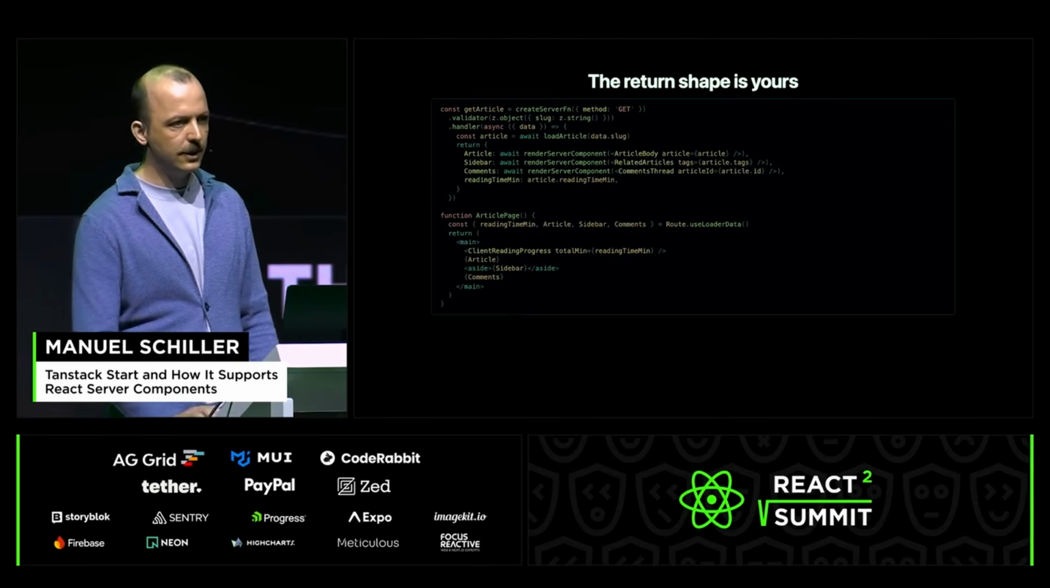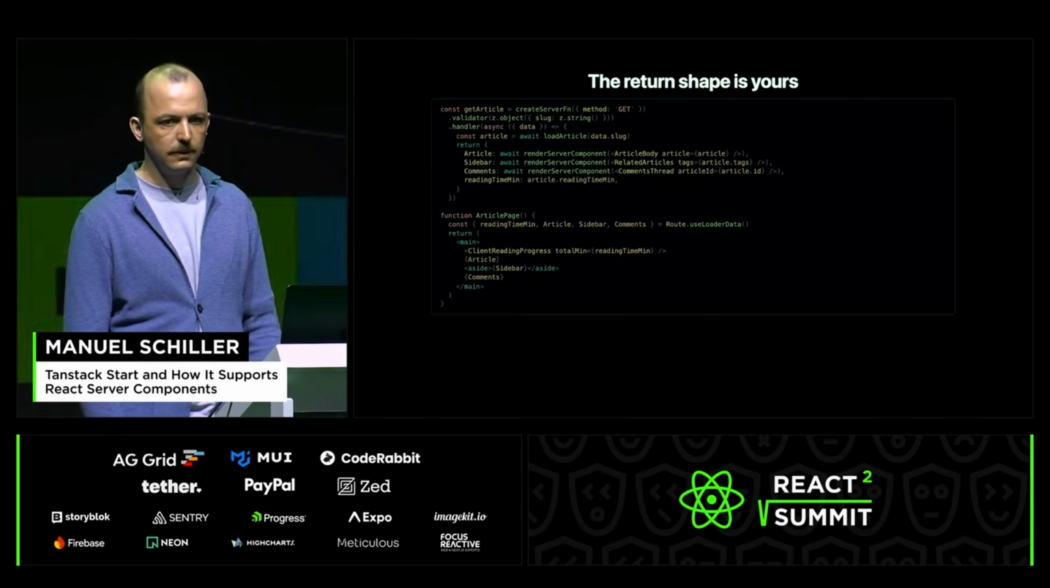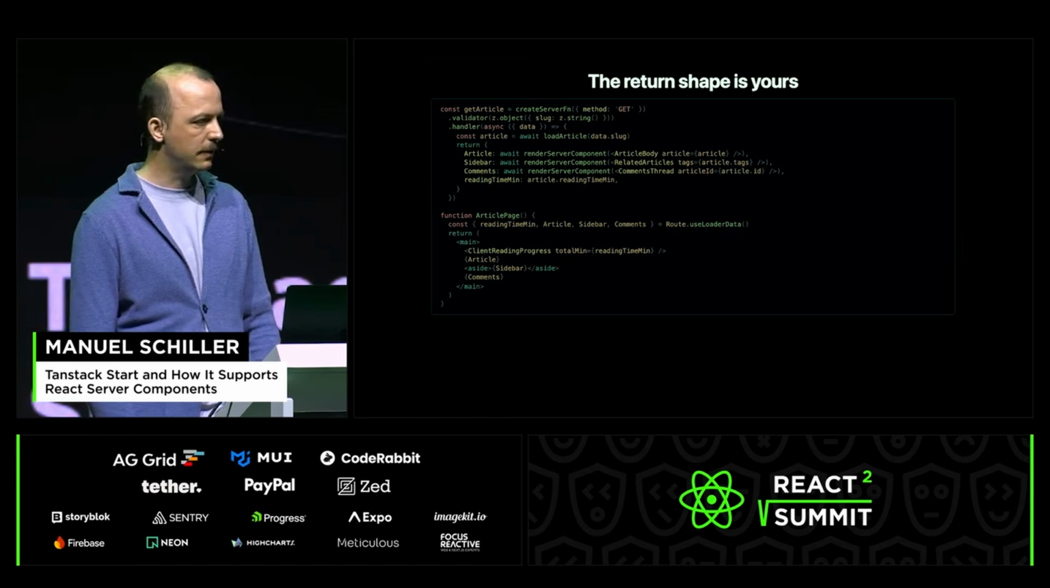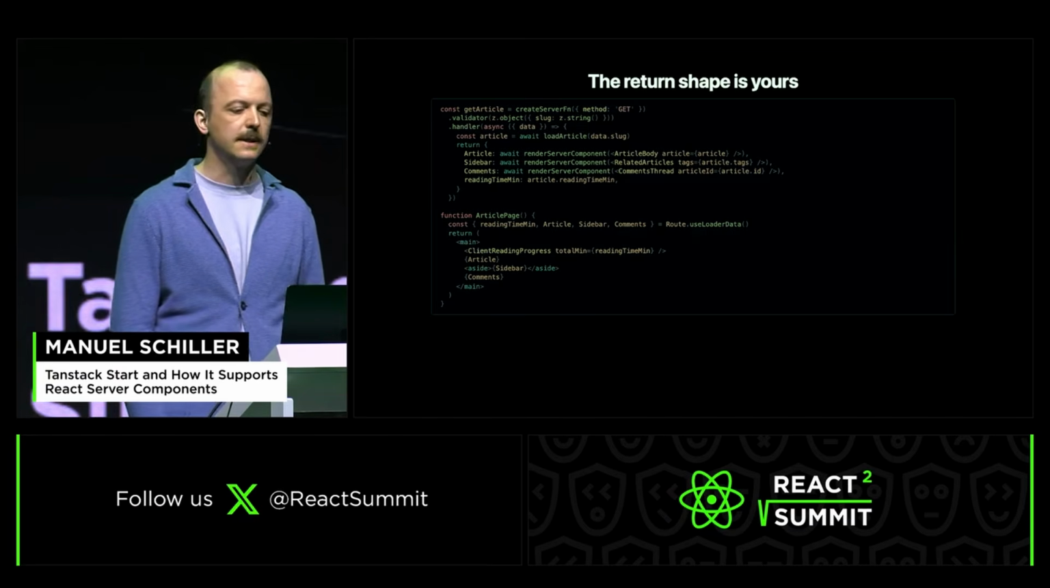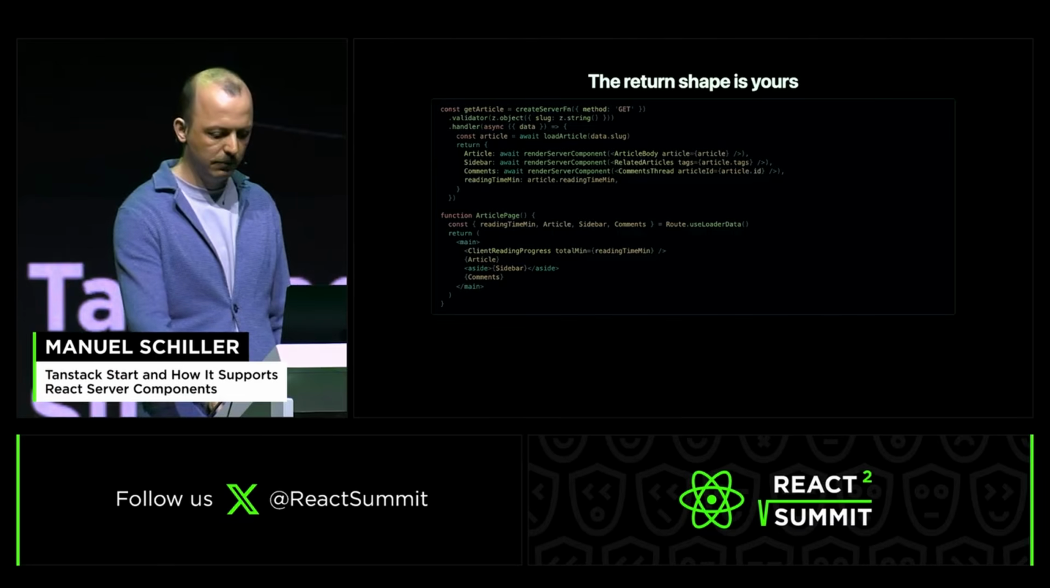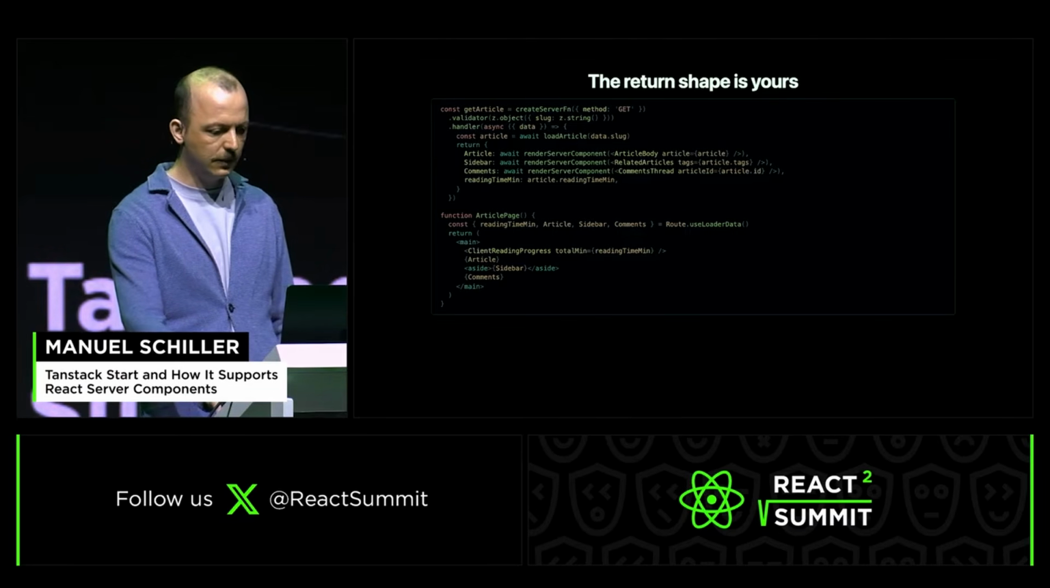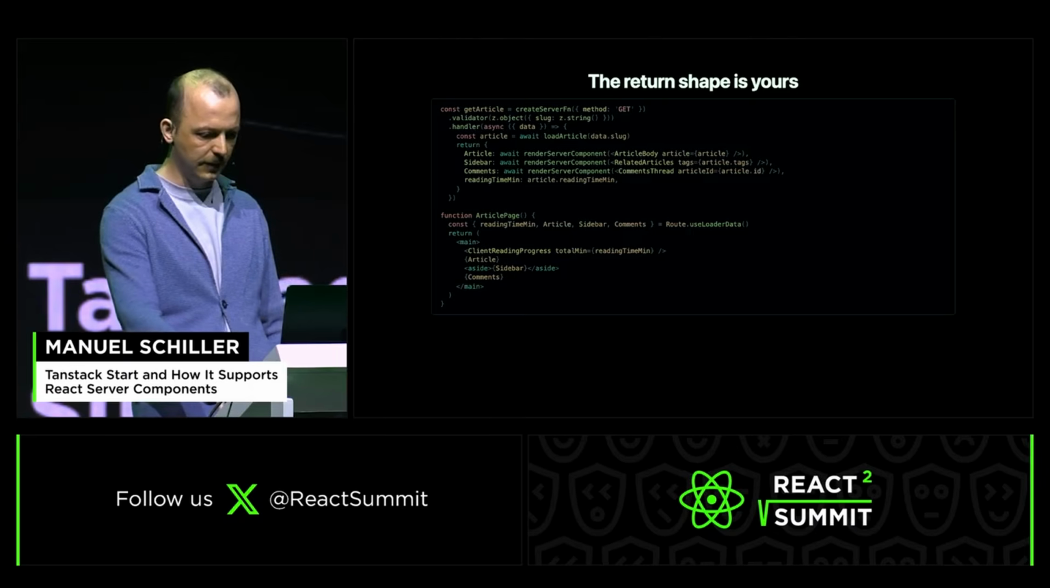But it doesn't mean that you can just return a single RSC from a server function. You can actually return whatever you want. So as this slide says, the return shape is yours. You can return as many server components from one server function as you want to. You can also combine this with plain data, as you are seeing here.